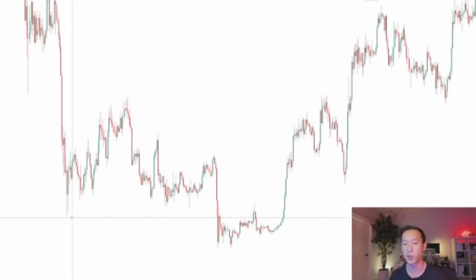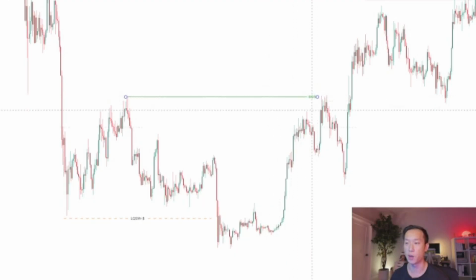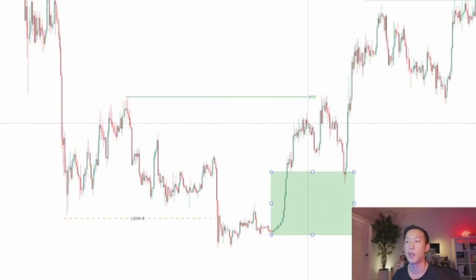are not valid. So here's an example of a valid zone. We have our classic liquidity sweep. We have our break of structure to the upside. And if we look back at the chart, we can see that we have this large area of inefficient price action. And this was the cause that broke structure to the upside. So this is going to be my higher time frame zone.